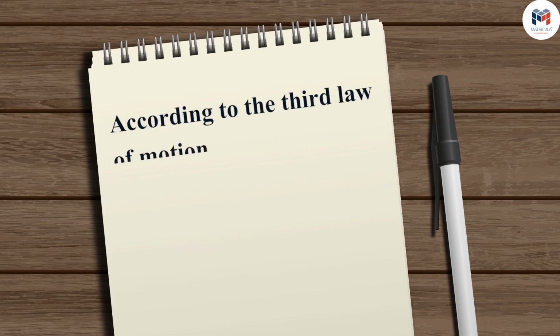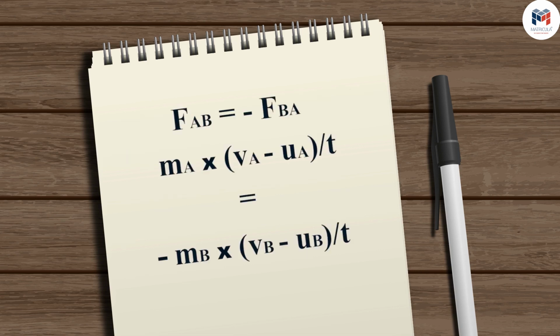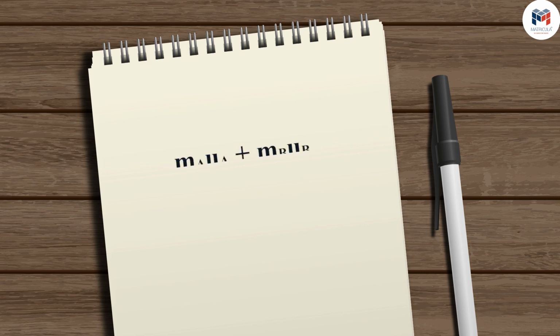Now, according to the third law of motion, the force FAB exerted by ball A on ball B should be equal in magnitude and opposite in direction to the force FBA exerted by ball B on ball A. Therefore, mathematically, we can write FAB is equal to minus FBA, or MA multiplied by (VA minus UA) the whole upon T is equal to minus MB multiplied by (VB minus UB) the whole upon T, which gives MA UA plus MB UB is equal to MA VA plus MB VB.